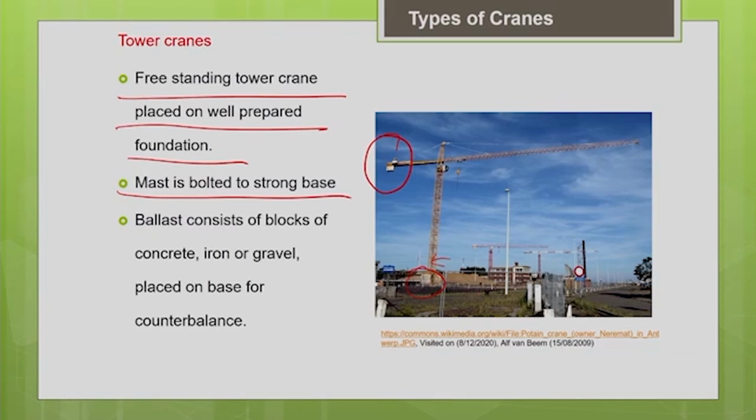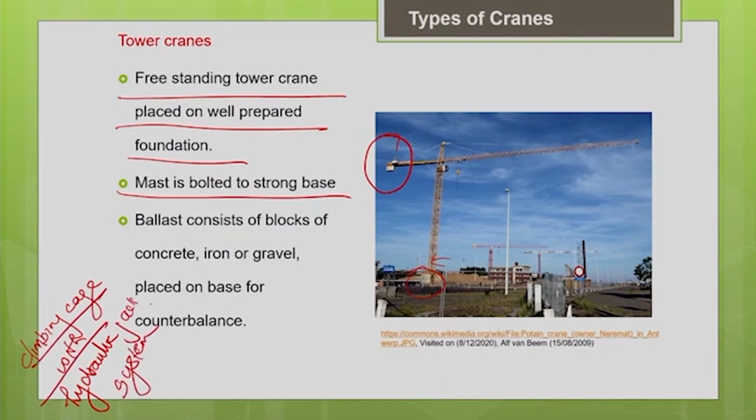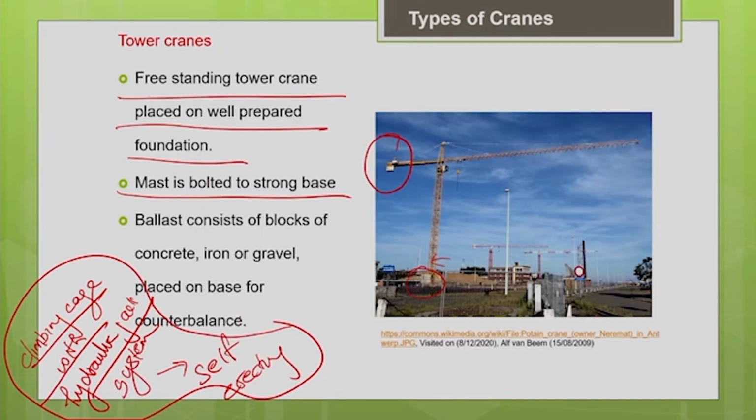Nowadays, even for this top slewing crane, we have the climbing cage or climbing collar with hydraulic jack system. With that facility in modern cranes, even if it is a top slewing tower crane, the erection is made fairly easy, because with the climbing cage, without much assistance from another crane, they are self-erecting in nature. We will discuss the erection of this tower crane with the climbing cage later.